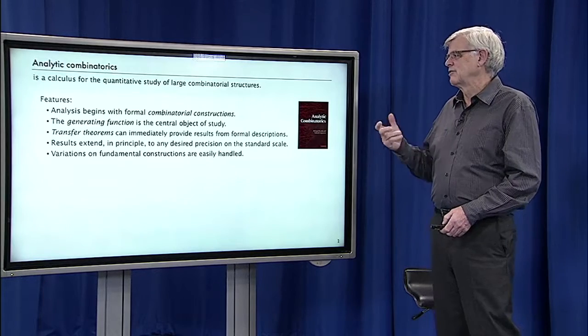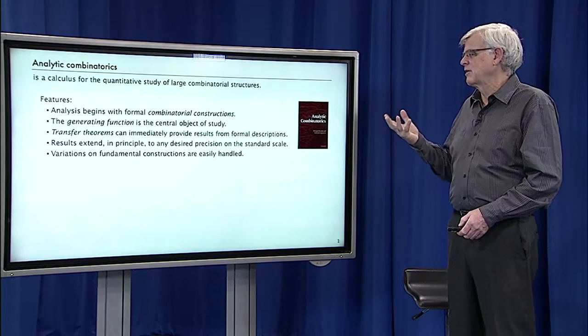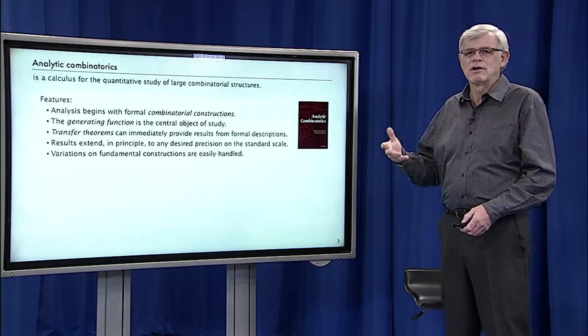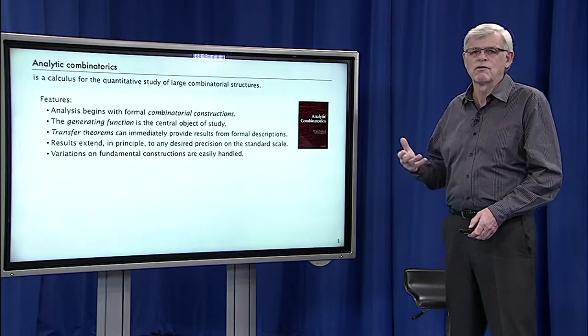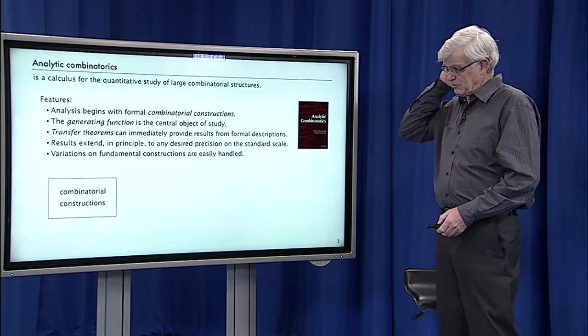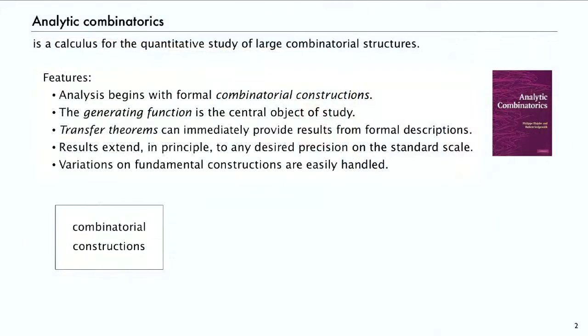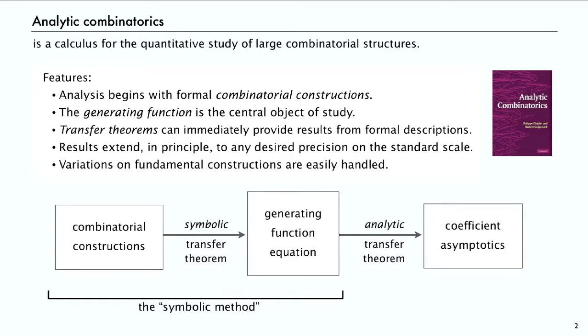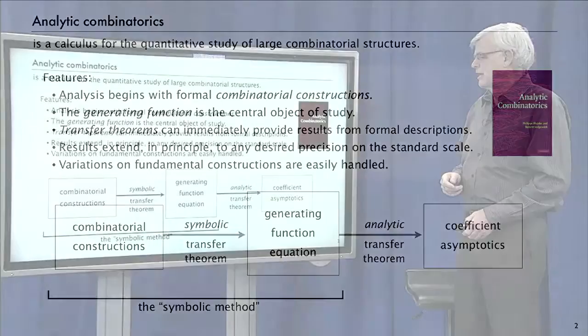And most important is that it's a calculus, that is, we can handle variations on fundamental constructions very easily, and those kinds of variations help us cover a very broad variety of problems for study. So this is just a graphic depiction. We start with combinatorial constructions, and we use a symbolic transfer theorem to get a generating function equation. That process is sometimes known as the symbolic method. Then from the generating function equation, we use analysis, and we use an analytic transfer theorem to get our coefficient asymptotics directly.